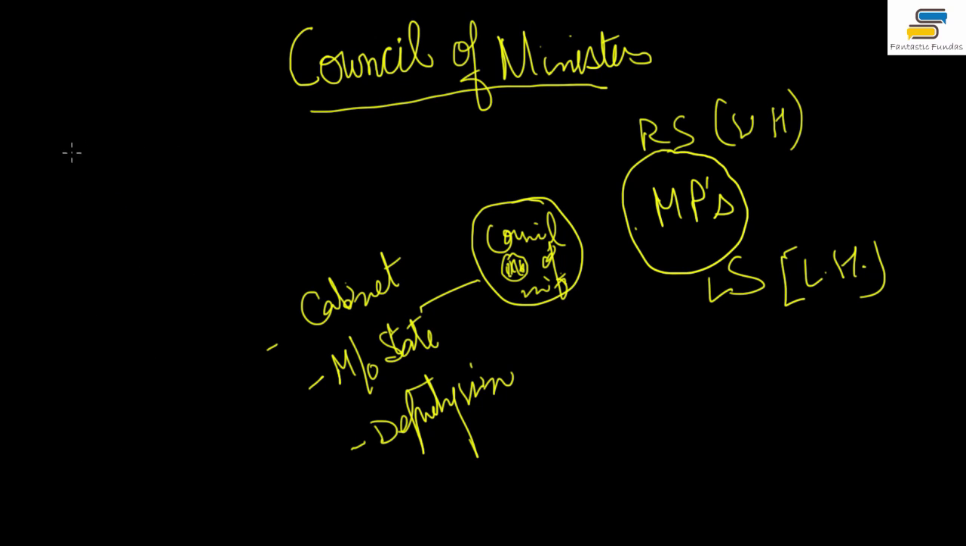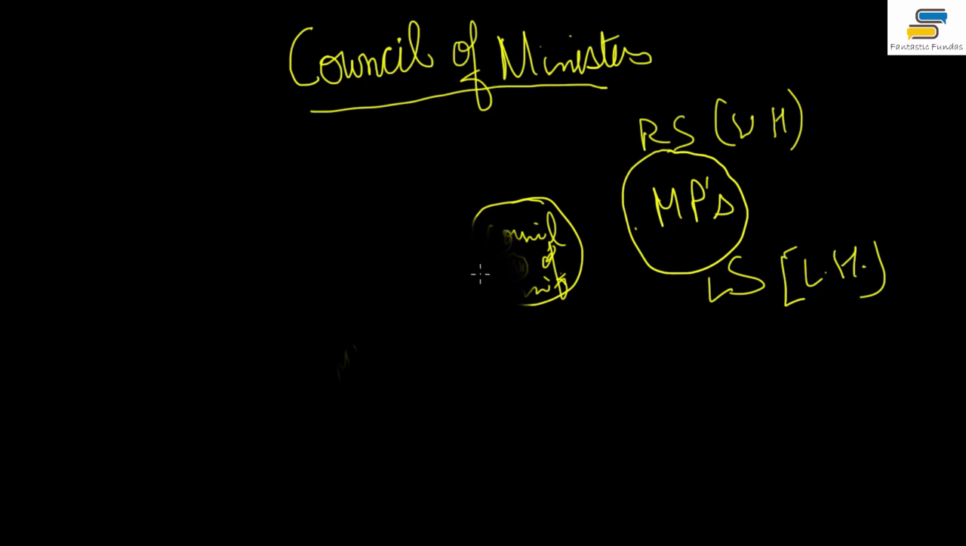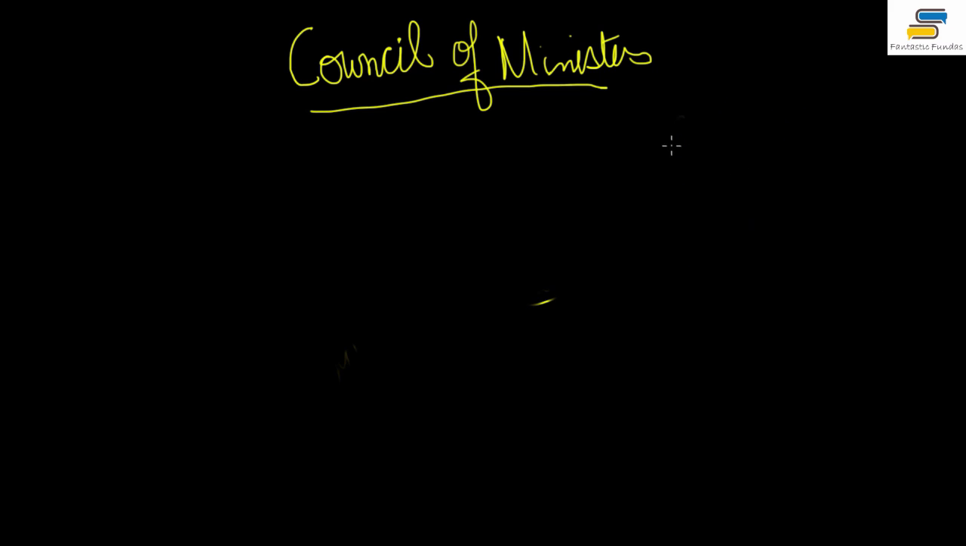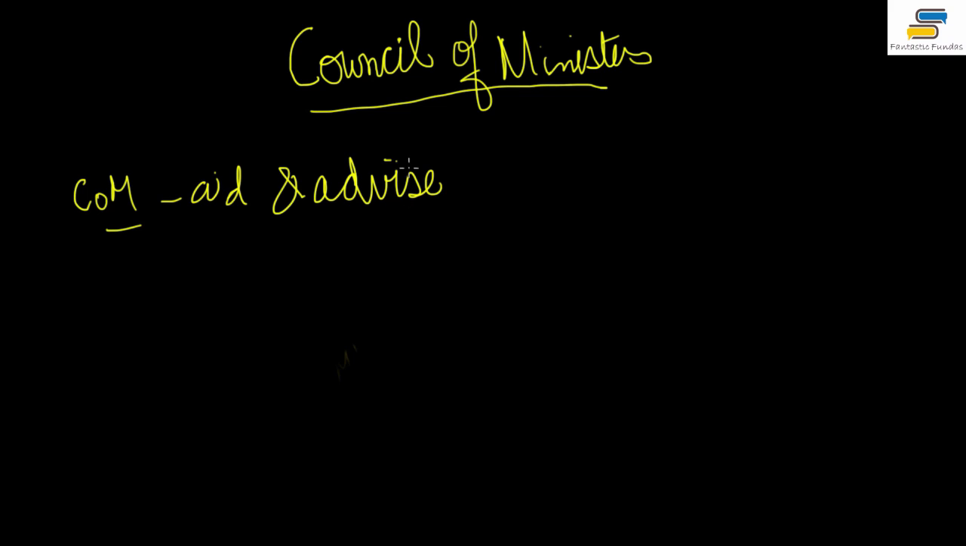So we'll just clear this, and now I'd like to talk to you about Article 74. Why? Because Article 74 says there shall be a Council of Ministers to aid and advise the President of India, with the Prime Minister at the head.